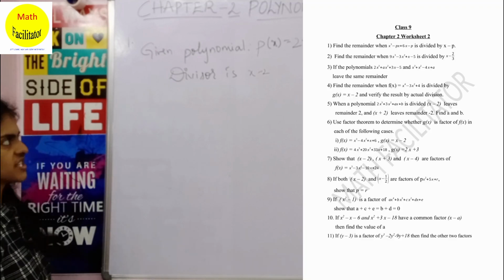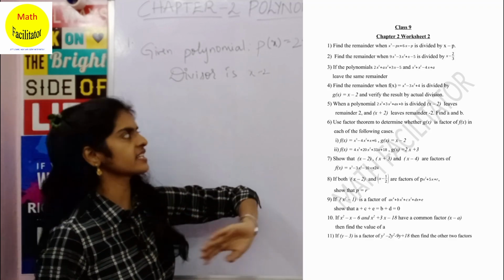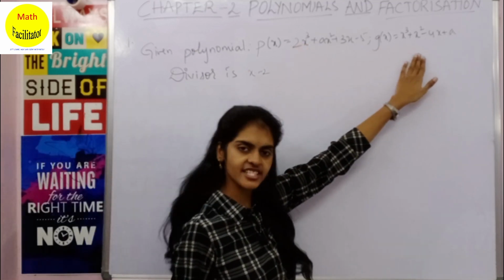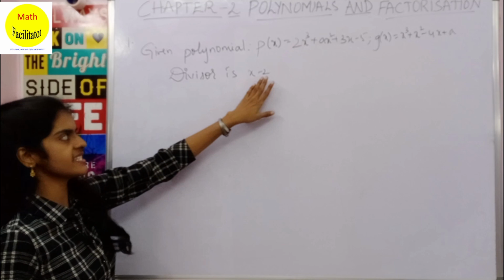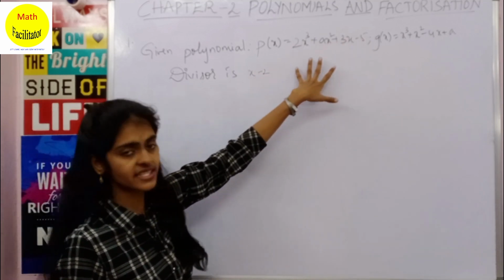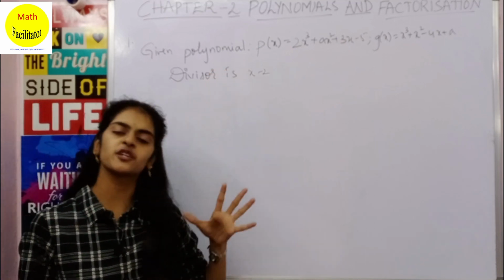Moving on to the next question. Now here two polynomials are given to you. This is first and second. I am taking this as p of x and this as g of x. Now the divisor is x minus 2 and the condition is that when both the polynomials are divided by x minus 2, the remainder you get is the same.